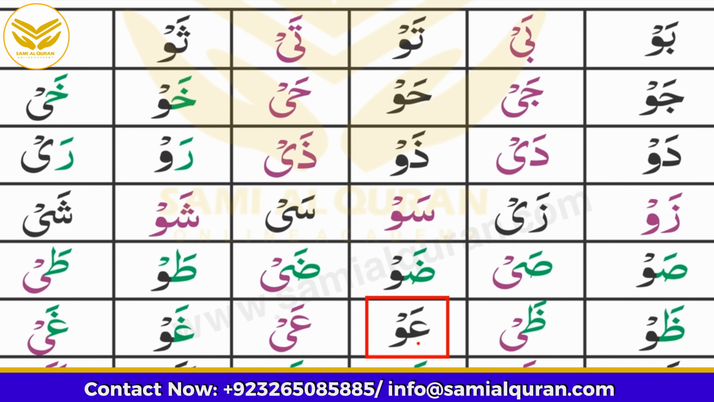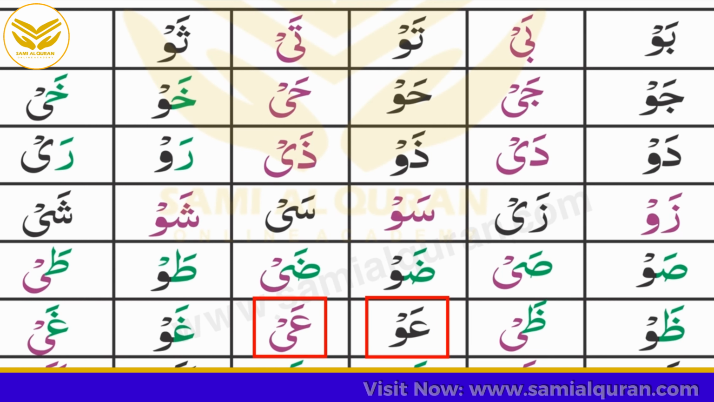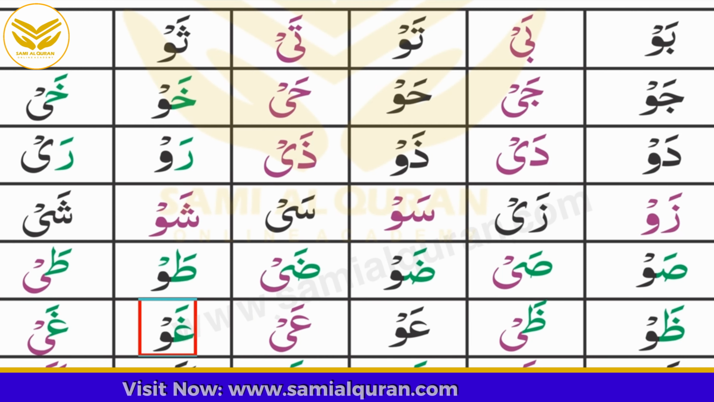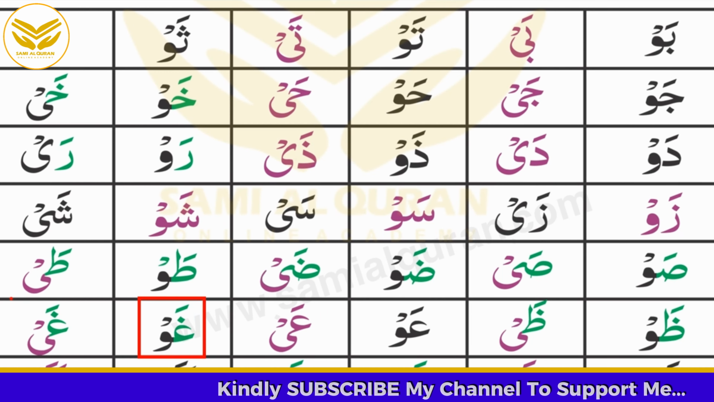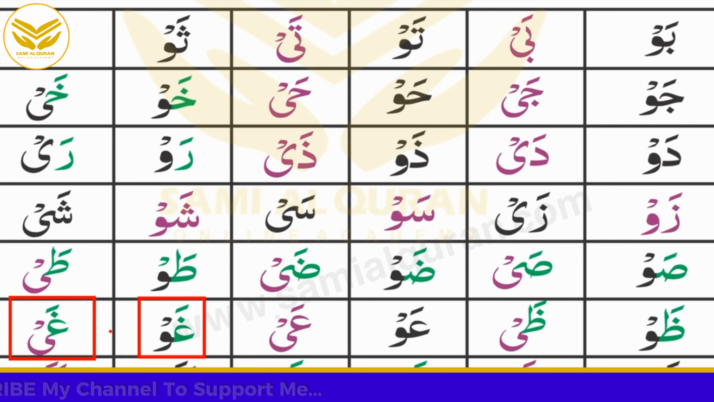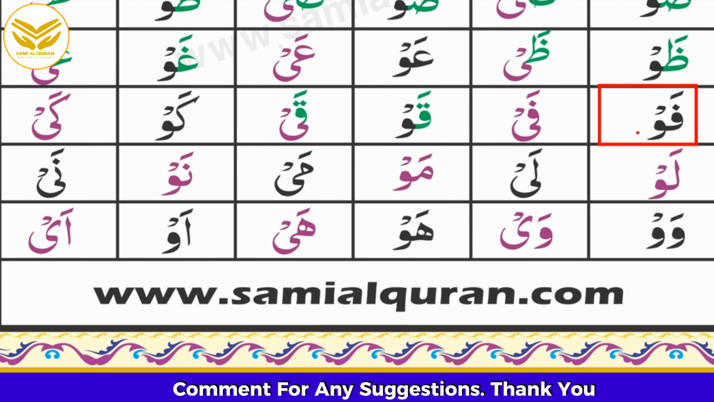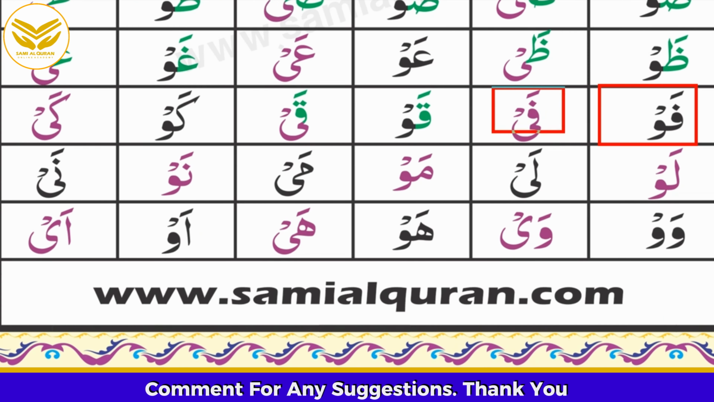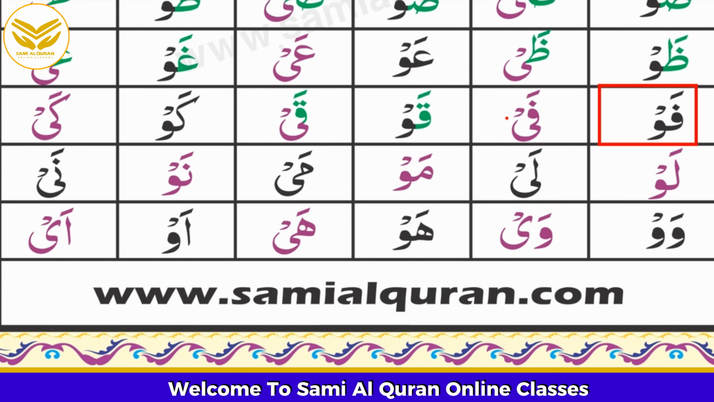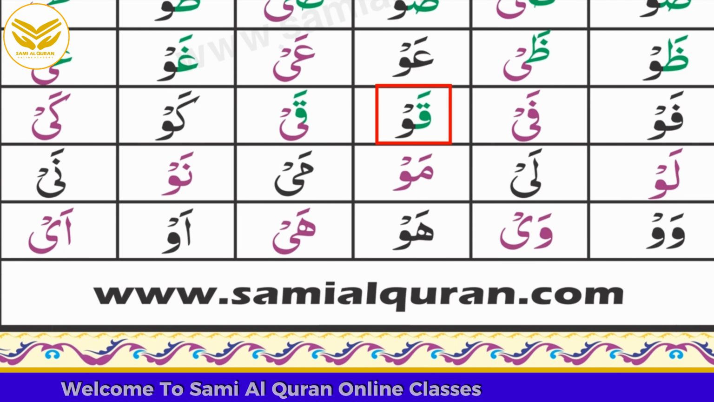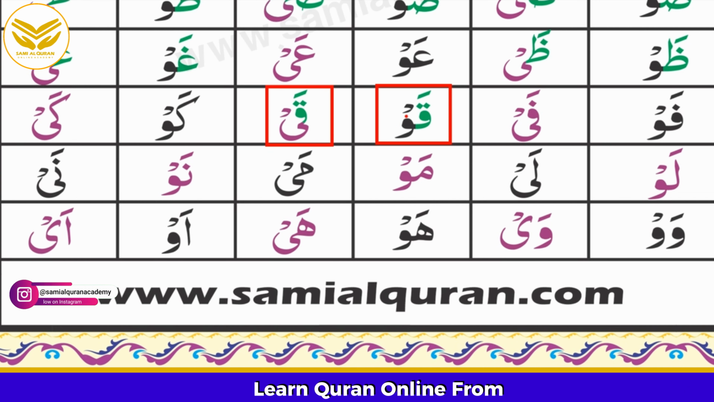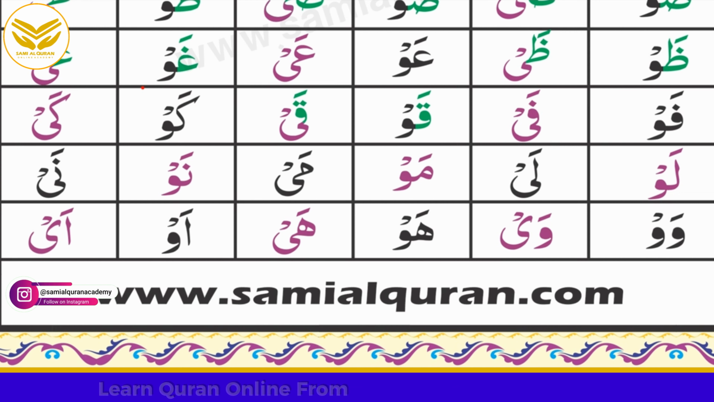Ain waw fatha aw, ain ya fatha ay, aw ay. Ghain waw fatha ghaw, ghain ya fatha ghay, ghaw ghay. Fa waw fatha faw, fa ya fatha fay, faw fay. Qaf waw fatha qaw, qaf ya fatha qay, qaw qay.